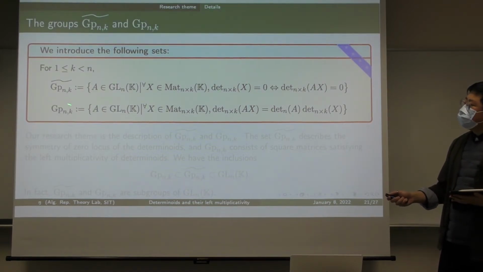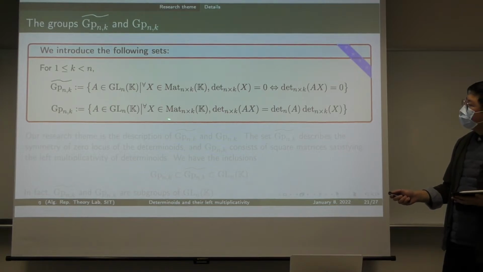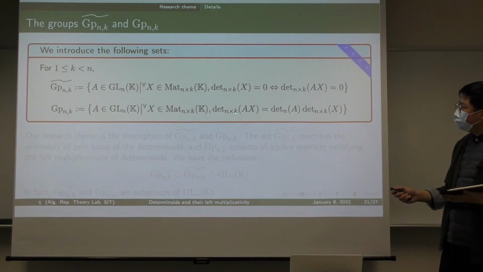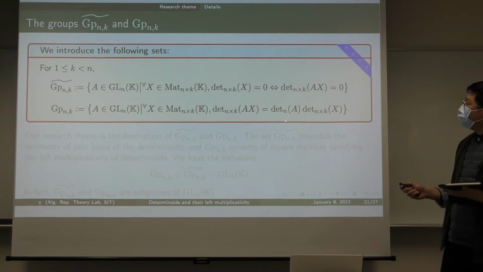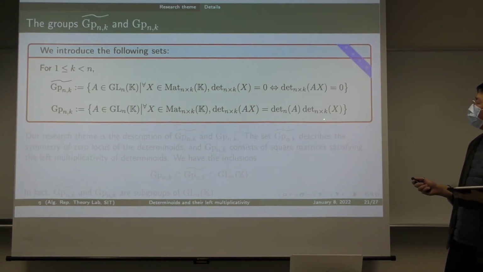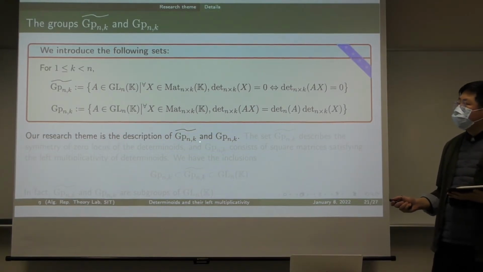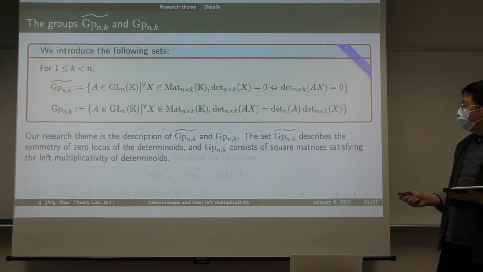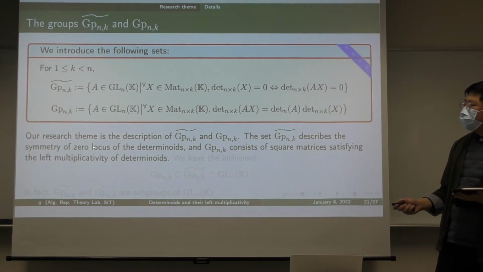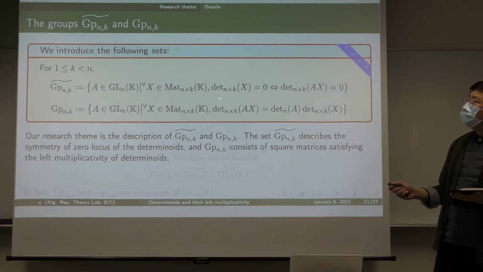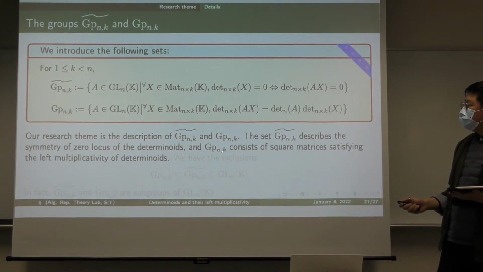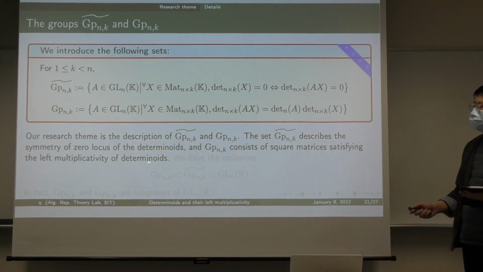And the second set is GPNK. We have similar settings here, except for the latter part. We change it into: the determinoid of the product ax equals the product of determinant A times determinoid of x. So our research theme is the description of these two sets. GPNK tilde describes the symmetry of the 0 locus of the determinoids, and GPNK consists of square matrices satisfying the left multiplicativity of determinoids.